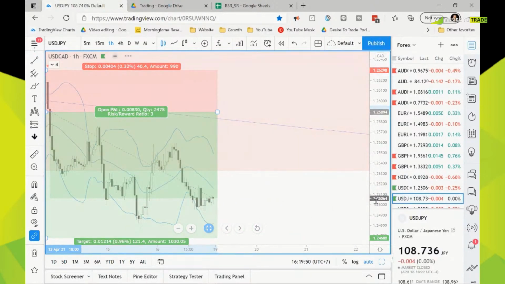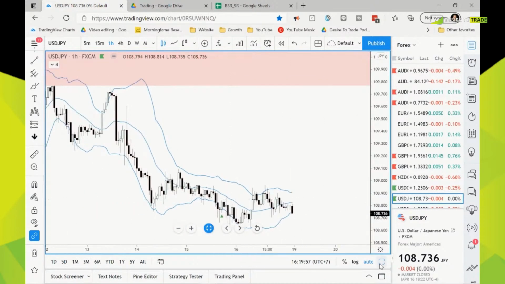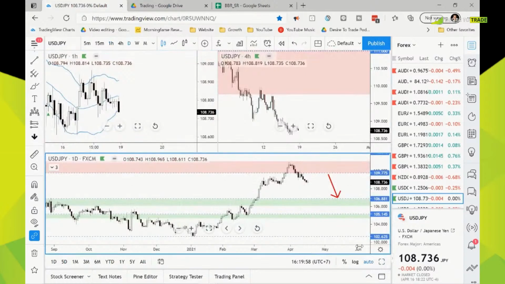The other one is the same, but on USD/JPY. And this pair is on the 1 hour chart. Let's go back a little bit.